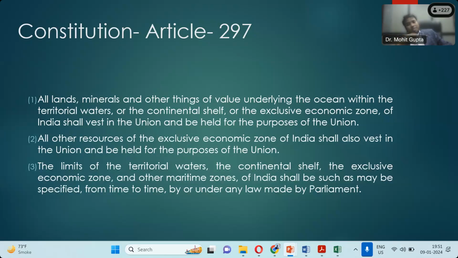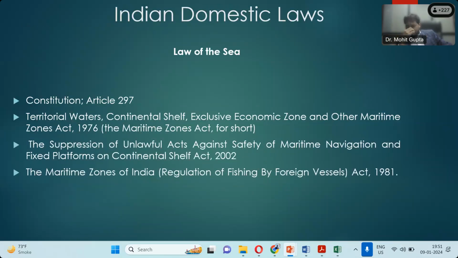Now, apart from this, there are legislations which are relevant. For instance, one of the most important legislations in India when it comes to implementation of the Law of the Sea Convention is the 1976 Maritime Zones Act. All those zones, like the territorial sea and exclusive economic zone, have been created in India through this Maritime Zones Act of 1976. But we should know that there is very little literature on this aspect. So this is the problem.